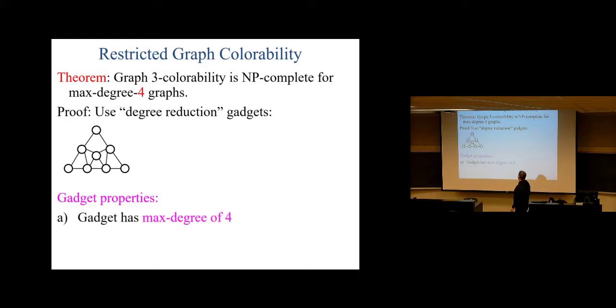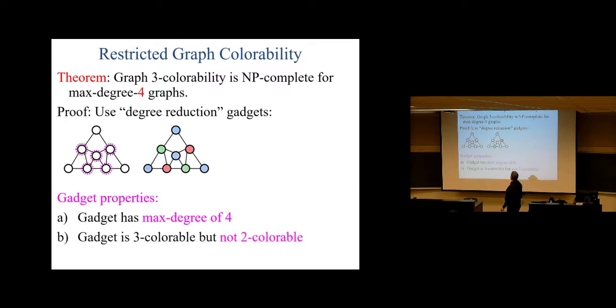So first of all, it has max degree four. How do we know? Because you can just look and see that the degree is never more than four anywhere in this gadget. In some places, it's even less than that. So the degree is four in these circles, and here the degree is two. The gadget is three colorable, but it's not two colorable.